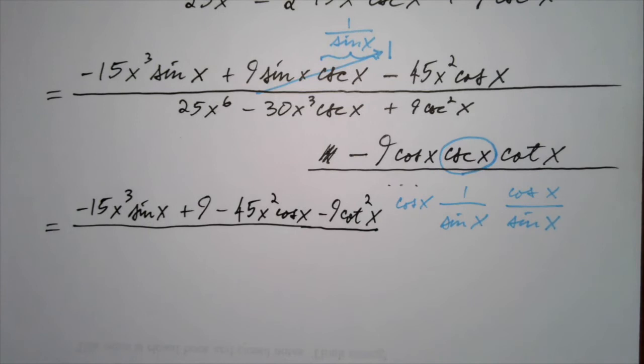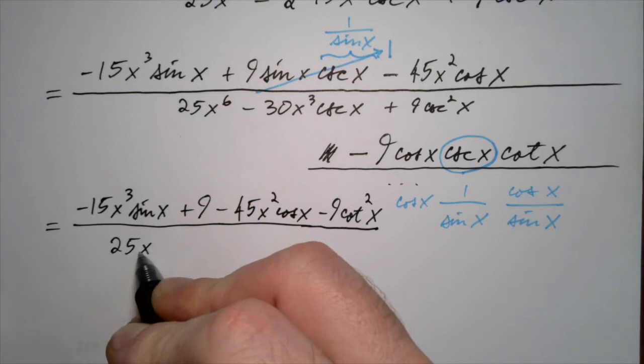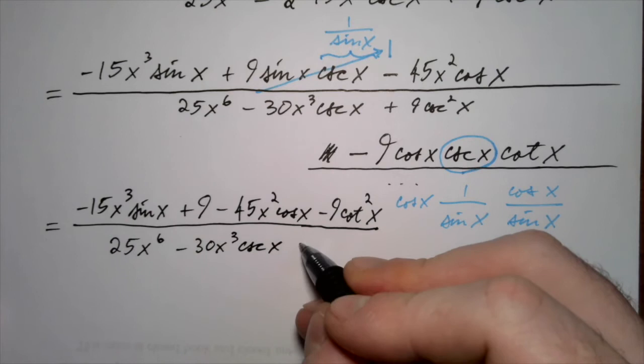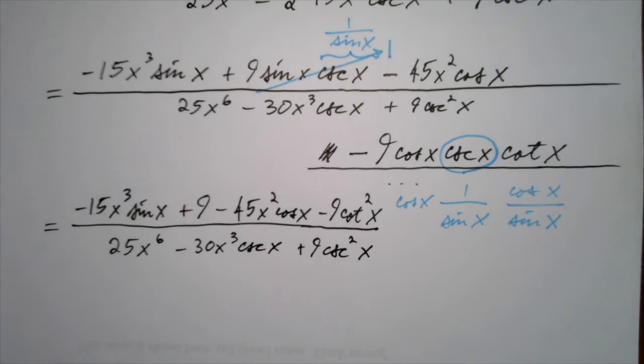And then in the basement, the denominator, same thing we had before, I don't see any other simplifications we could do in this case. I don't think there's any other cancellations, so that's it. That fraction is the derivative.